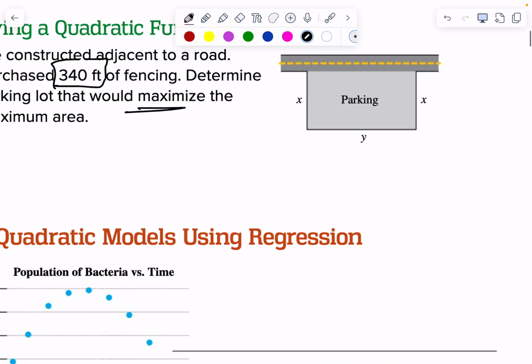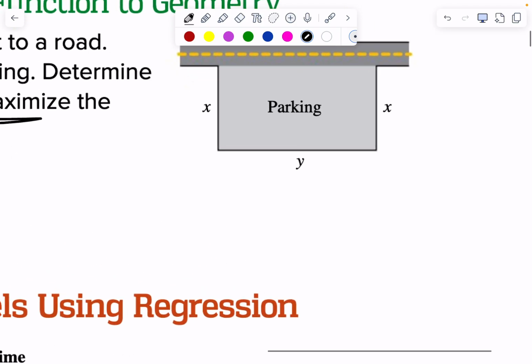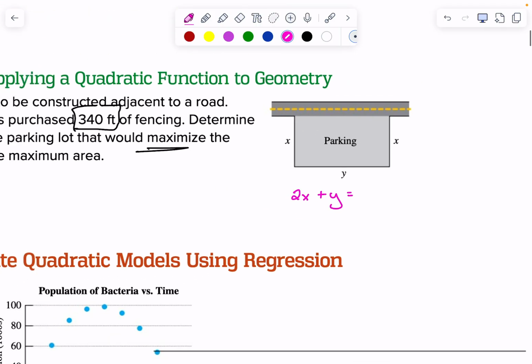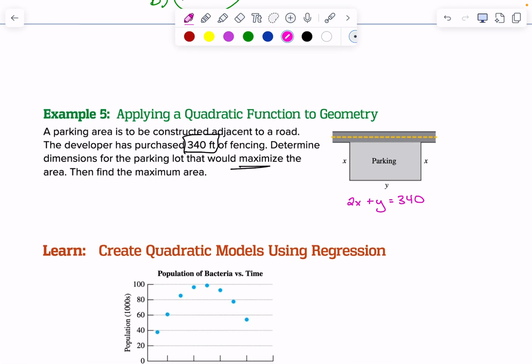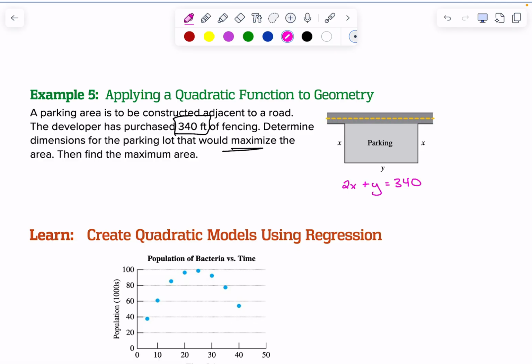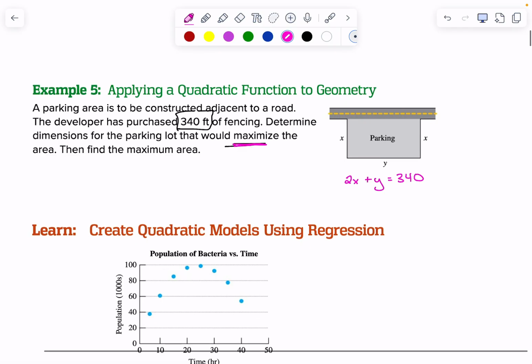Okay, so we're looking at this, and how do we find the perimeter of that? You add all the sides together. So I would have 2x plus y equals how much? 340. Okay. Determine the dimensions that would maximize the area.